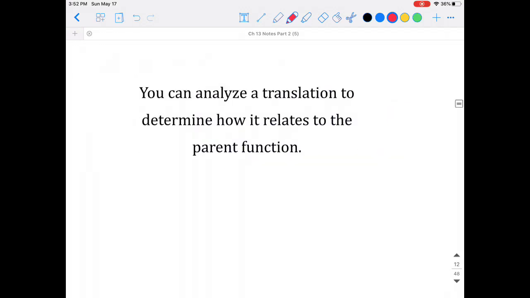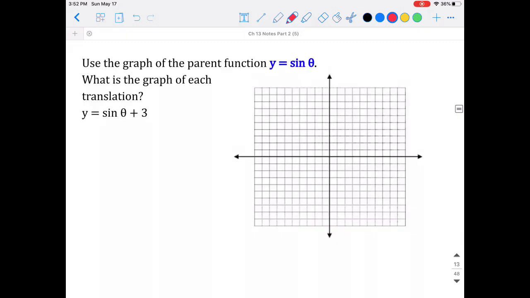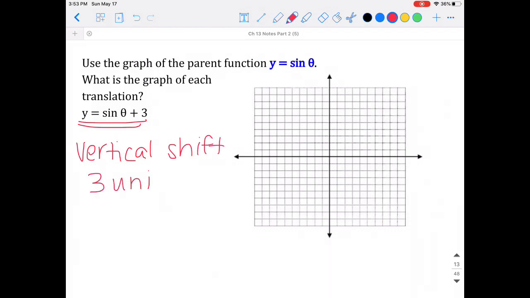You can analyze a translation to determine how it relates to the parent function. And to do that, we're going to be graphing. So use the graph of the parent function, y equals sine of theta. What is the graph of each translation? So we have the function now, y equals sine of theta plus 3. Sine of theta plus 3 tells us we're going to have a vertical shift of 3 units up, because k is positive 3.